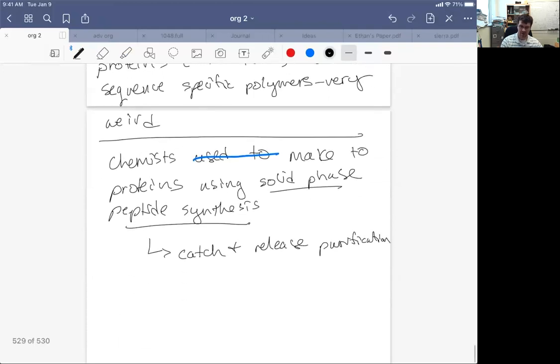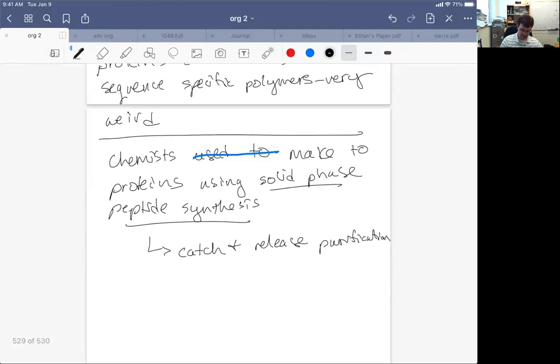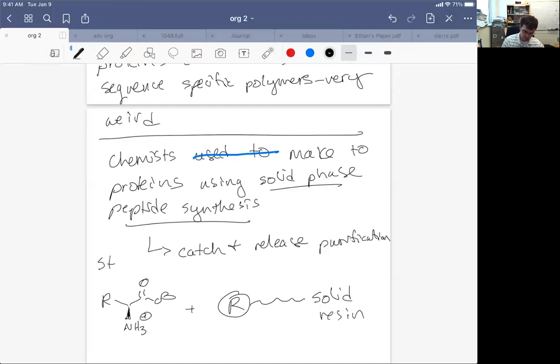Okay, so let's talk about it briefly. So what we're going to do is we're going to take our amino acid. Let's go ahead and just draw it as the zwitterion so that we can be sort of thinking chemically about this. And I'm going to append this to some sort of group that's attached to solid resin. So step 1 is add the amino acid to a solid resin.